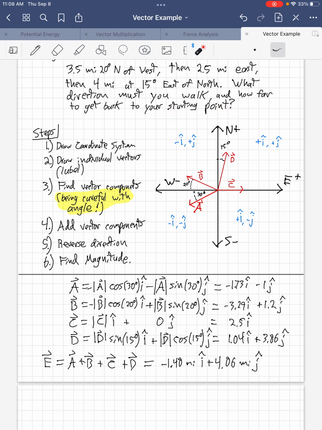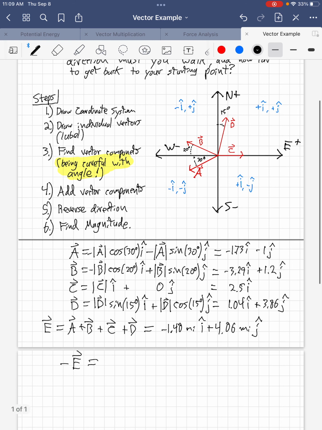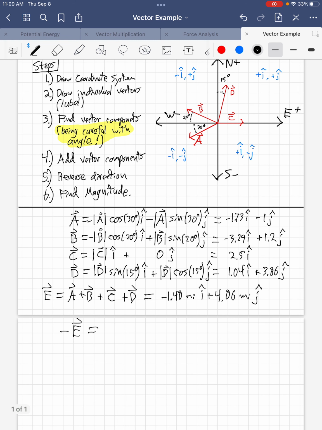So actually, if we add up all those vectors, it takes us to a point away, and if we add them all up, that would be this vector here, moving to that point. What we want to do is go in the opposite direction. So what we really want is negative E. Negative E is just going to reverse each of those vector components, right?